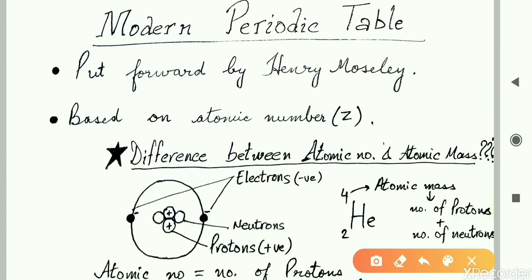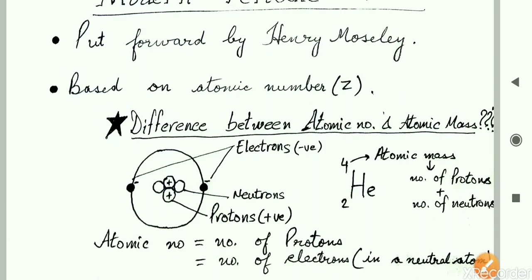Now you notice the difference. Mendeleev arranged the elements in increasing order of atomic mass, whereas Moseley arranged the elements in increasing order of atomic number. Now the question may arise, what is the difference between atomic number and atomic mass? Some of you may be thorough with the basics, but I expect that everyone understands that properly, so I will deal with the basics as well.